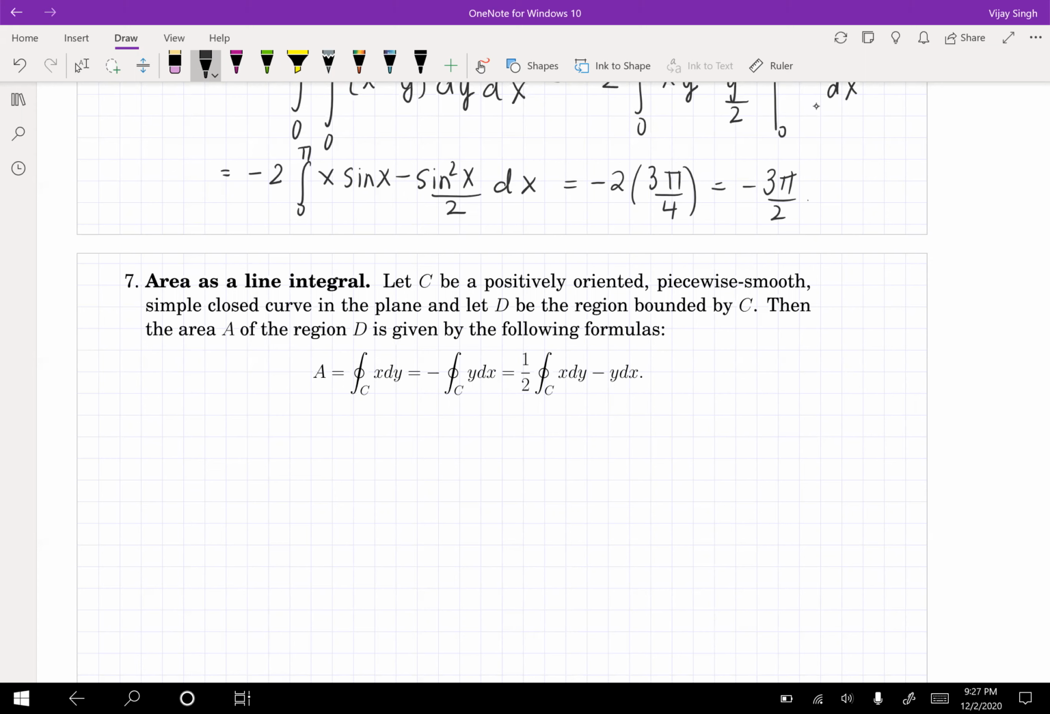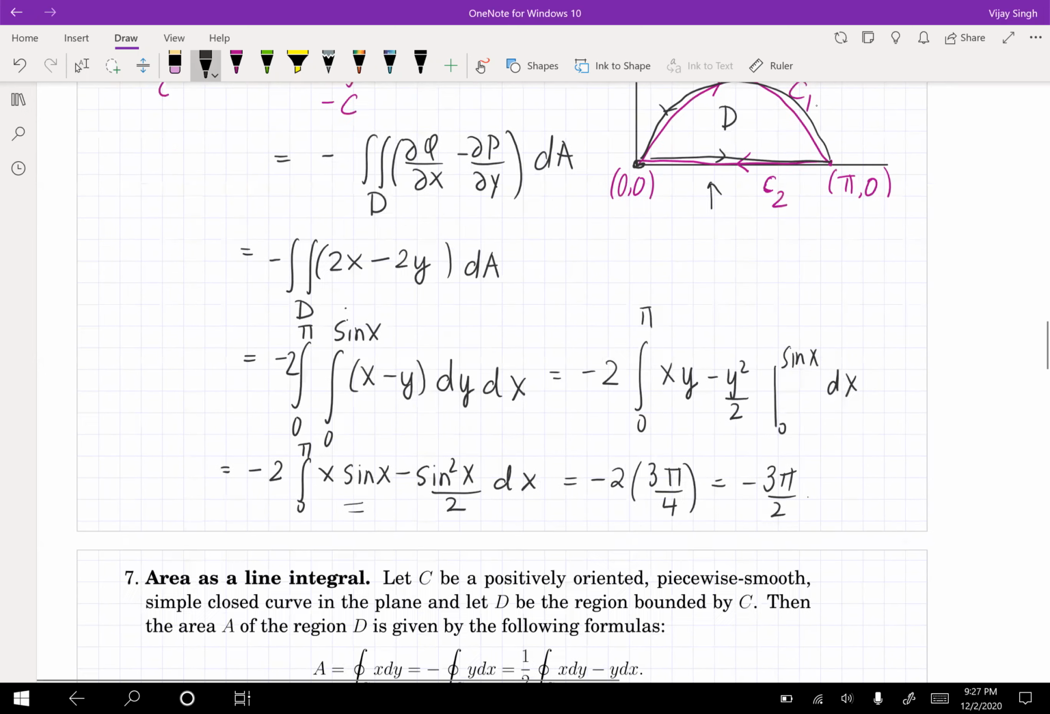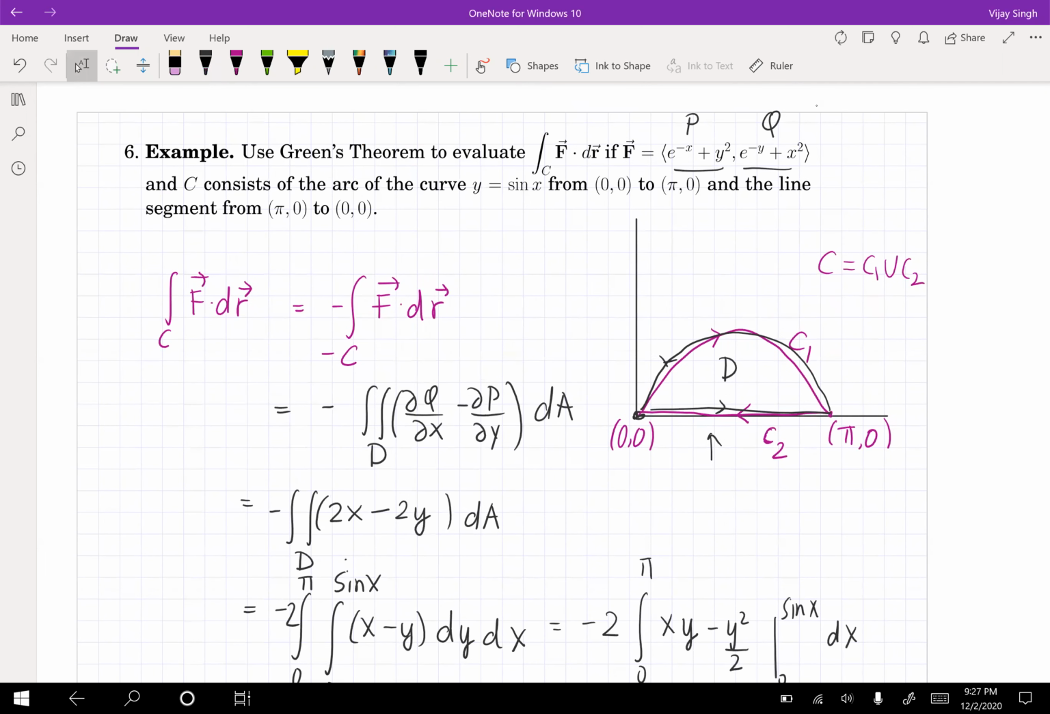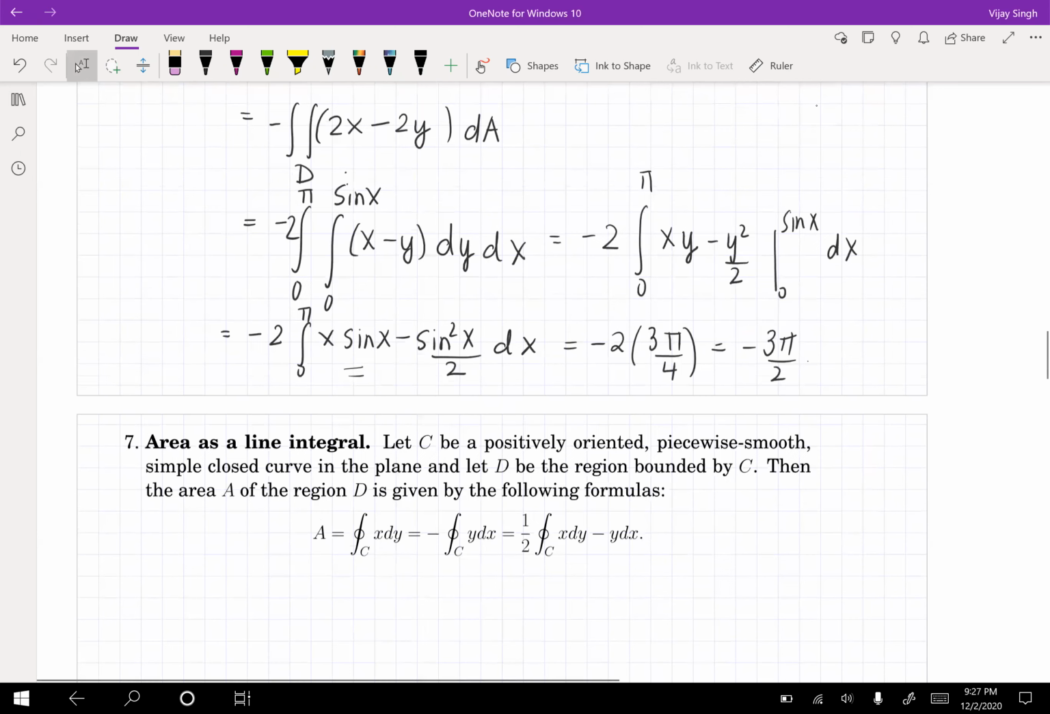For the first part, you can use integration by parts, and then the sine square, you can convert into 1 minus cos 2x by 2. So this is your line integral. As you notice, the fundamental theme here is we are using Green's theorem to convert your line integral into a double integral. Now the other way around is also interesting.